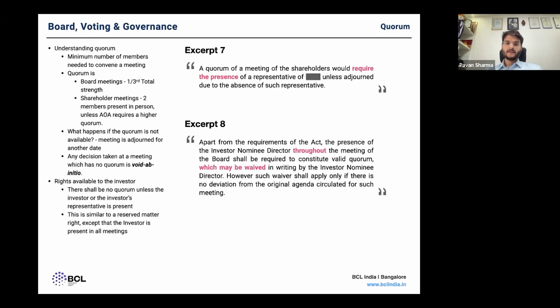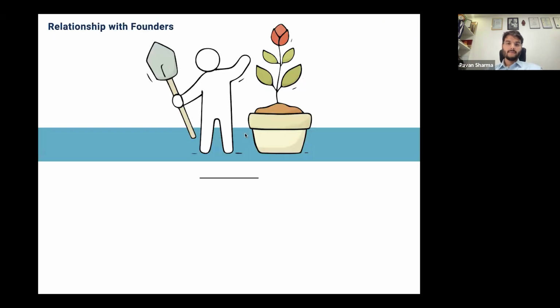Here are certain excerpts. Again, you would see that the quorum of a shareholders meeting is possible only if the directors are present or the investors are present. Again, I want to stress that these are actual extracts. So this is how a real term sheet would look. And some of these clauses you could familiarize yourselves with, so that when you get a term sheet, you'd be able to relate to whatever we are discussing today.